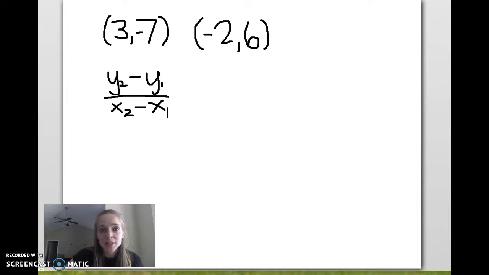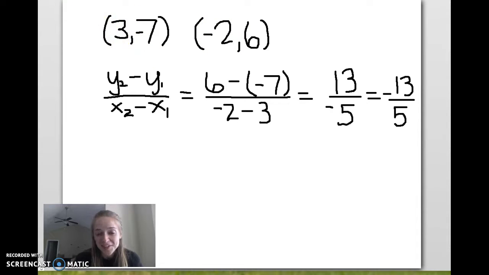Hopefully you remember that the formula for the slope is y2 minus y1 over x2 minus x1. So I'm going to go ahead and plug those in. Y2 is going to be my 6, y1 is going to be my -7, and then x2 is going to be my -2, and x1 is going to be my +3. Unfortunately, it looks like the numbers I picked don't end up with super nice numbers, but that's okay. I ended up with a +13 on the top and -5 on the bottom, which means my slope is -13 over 5.